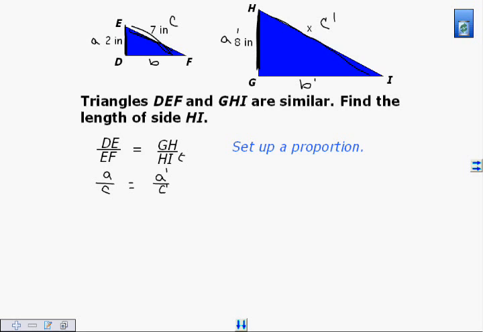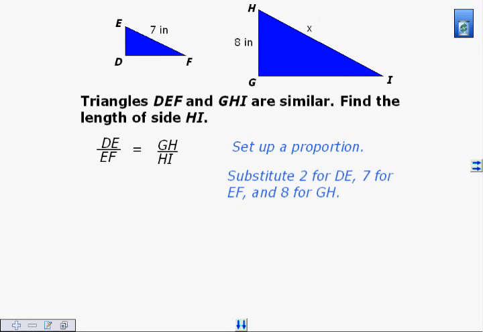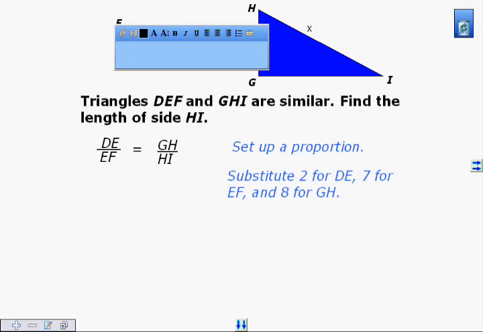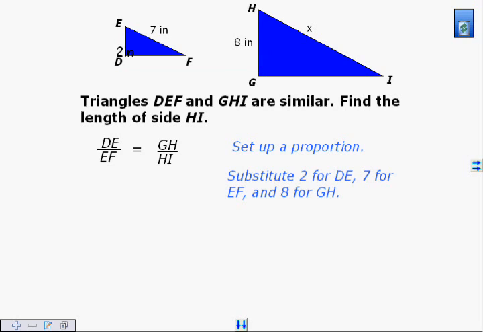So A is 2, C is 7, and then on the other triangle, A is 8 and C is X. So I'm going to substitute 2 for that DE side. I'm going to substitute 7 for EF, substitute 8 for GH, and then of course we have our X. So 2 to 7 equals 8 to X.